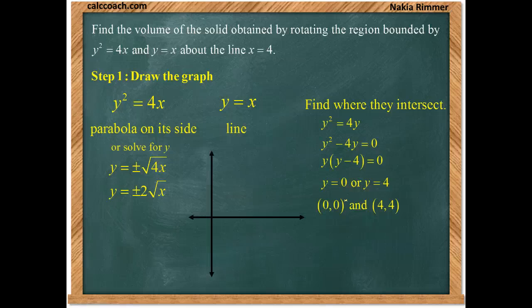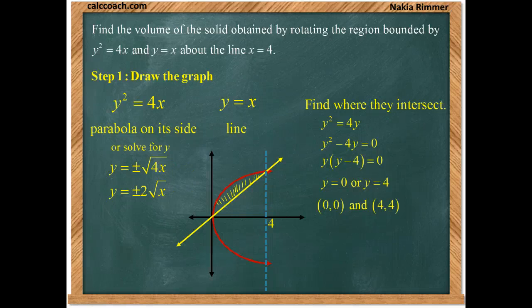Okay, so the drawing is going to be, here's the x and y axis. We have a parabola that's on its side with its vertex at the origin. And then we have the line y equals x. It's the region bounded by these two, so we're talking about this region in here. This gets rotated about the line x equals 4. Now remember, 4 is where they intersect. So we're going to rotate around the line x equals 4, and we want to find the volume of that shape.